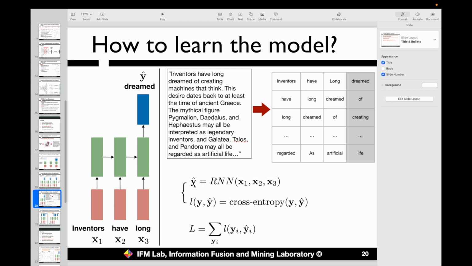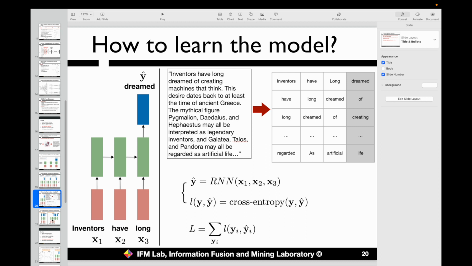Here y hat denotes the prediction by the recurrent neural net, given the inputs. We can infer its output to be y hat. We can define the loss function according to the cross entropy, comparing y hat with ground truth y. And we can further sum all the instance loss terms together to define the final loss term. Then we can learn the model by minimizing the loss term, as shown here.